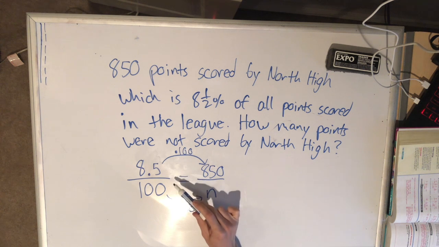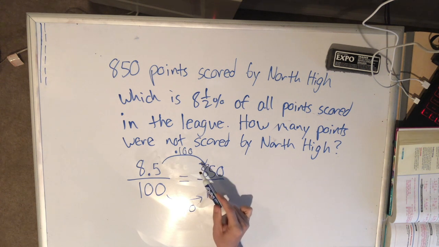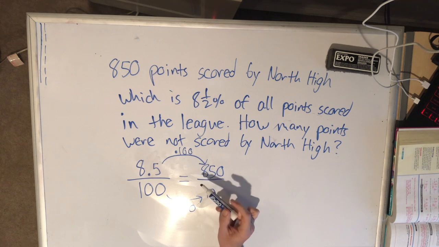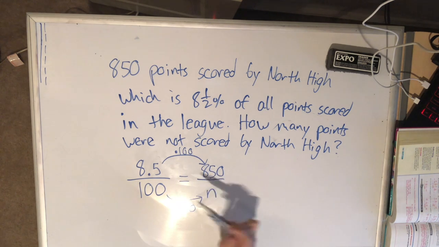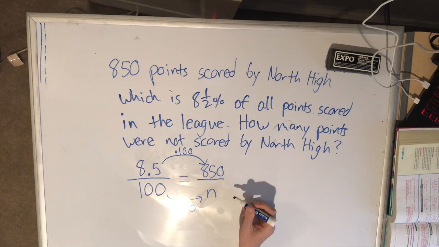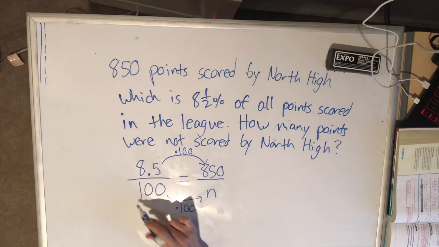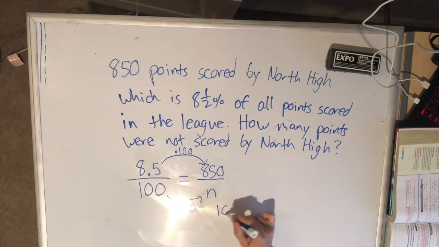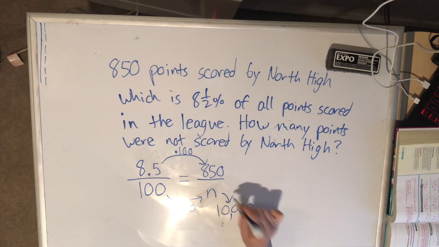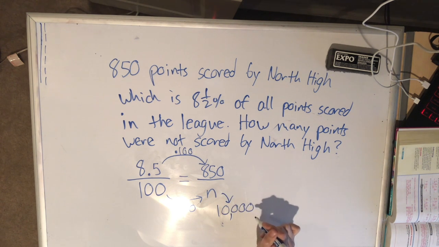So really, we're just multiplying by 100 over 100, and 100 divided by 100 is 1. So we're really just multiplying by 1, which does not affect the value, so the second fraction equals the original fraction. And 100 times 100 is, sorry, it's 10,000, because 1 times 1 is 1, and there's 4 zeros total in the multiplication problem, so we have 4 zeros in the answer. So n is 10,000. 10,000 points were scored by all the teams in the league this season.